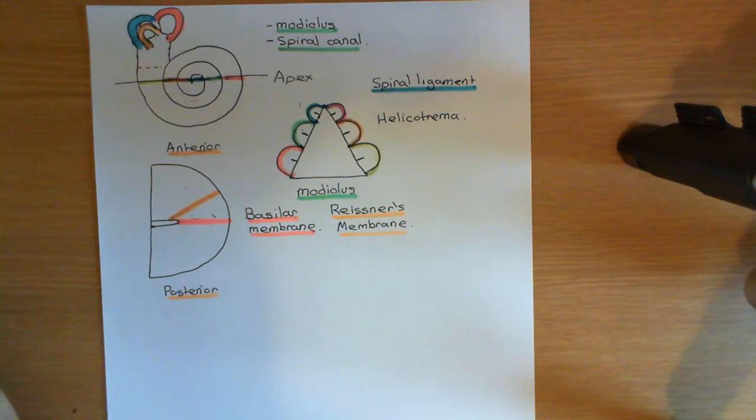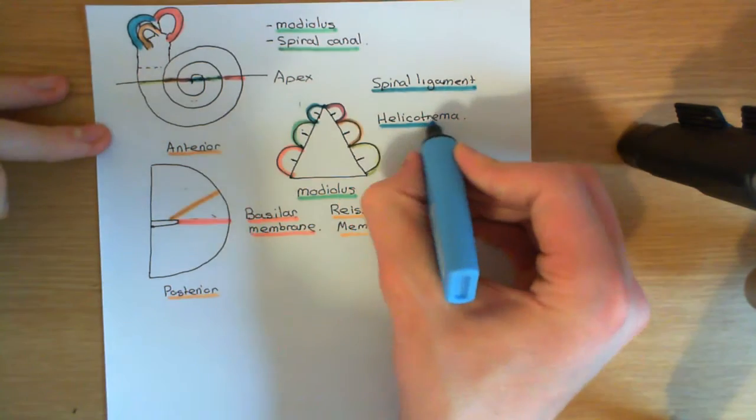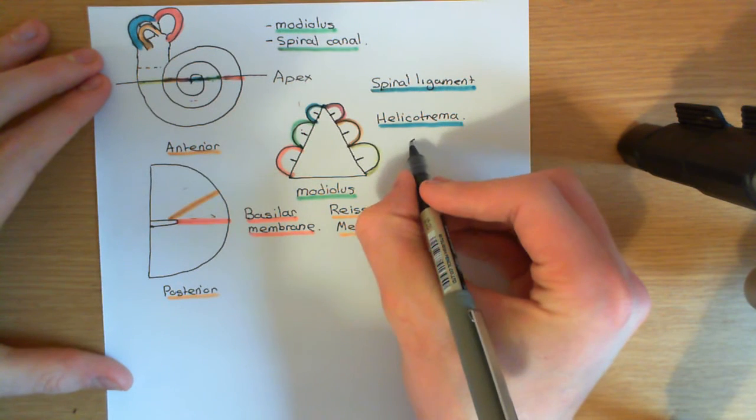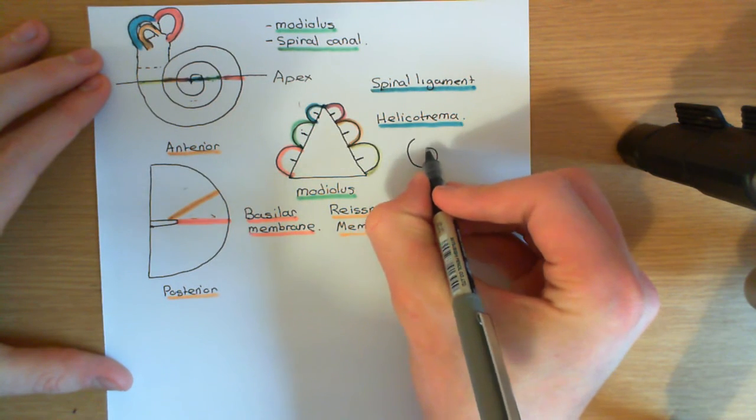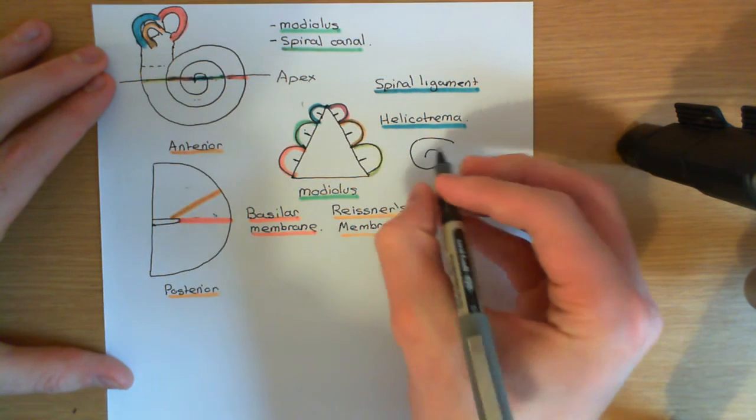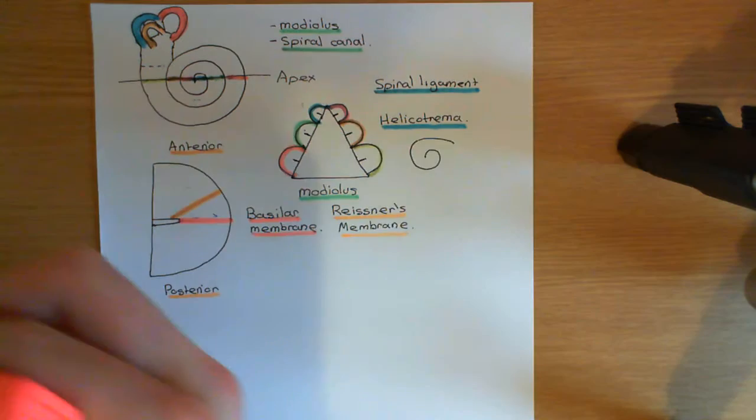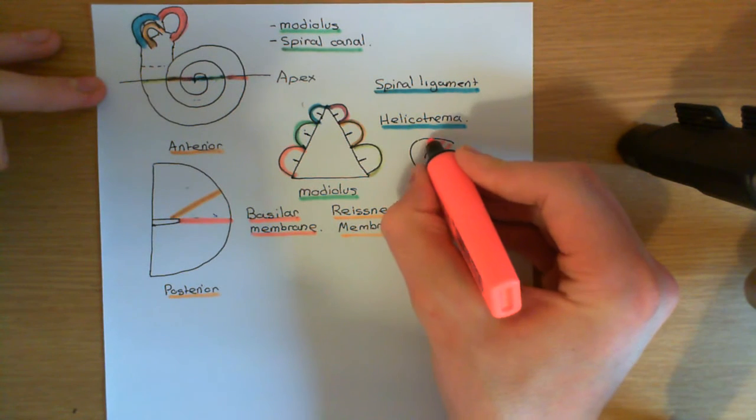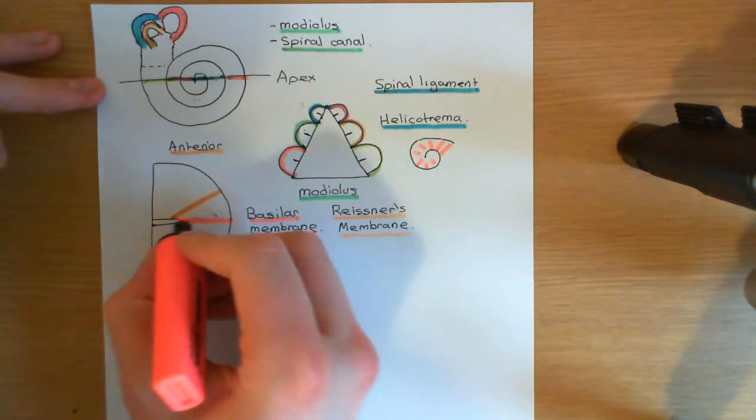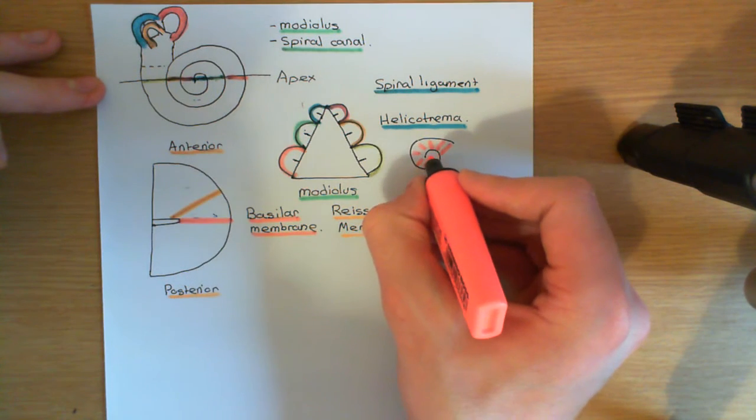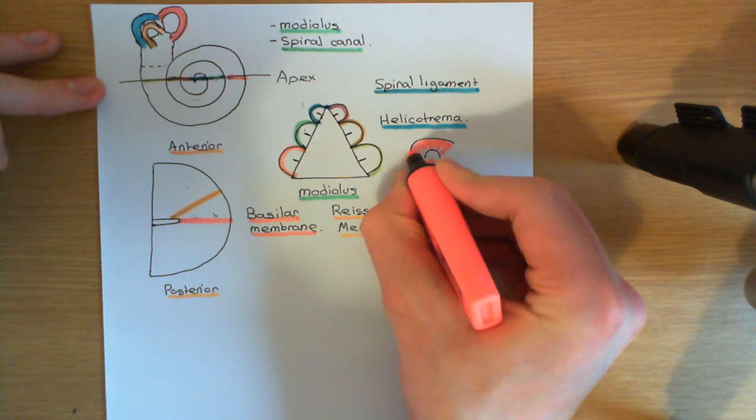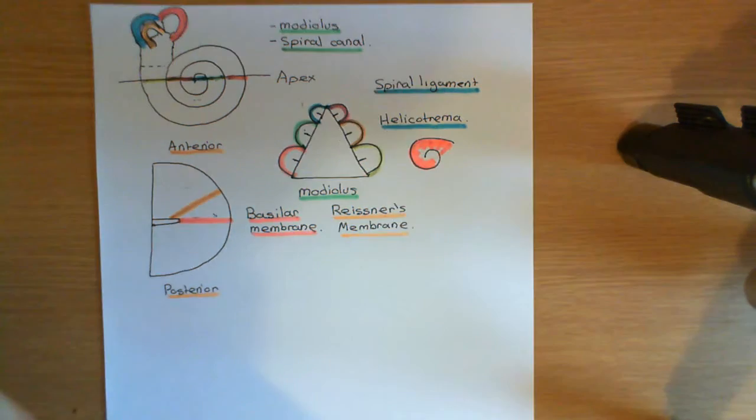Okay, so I'm trying to think of a way of drawing that to explain it better. I will just draw out this little bit right at the apex of the spiral canal here. So this is supposed to be a copy of this. So this is the apex of the spiral canal here. Okay, so all the way around, you have got the basilar membrane connected to the spiral ligaments towards the centre, and then the outside of the spiral canal towards the edge, like so.